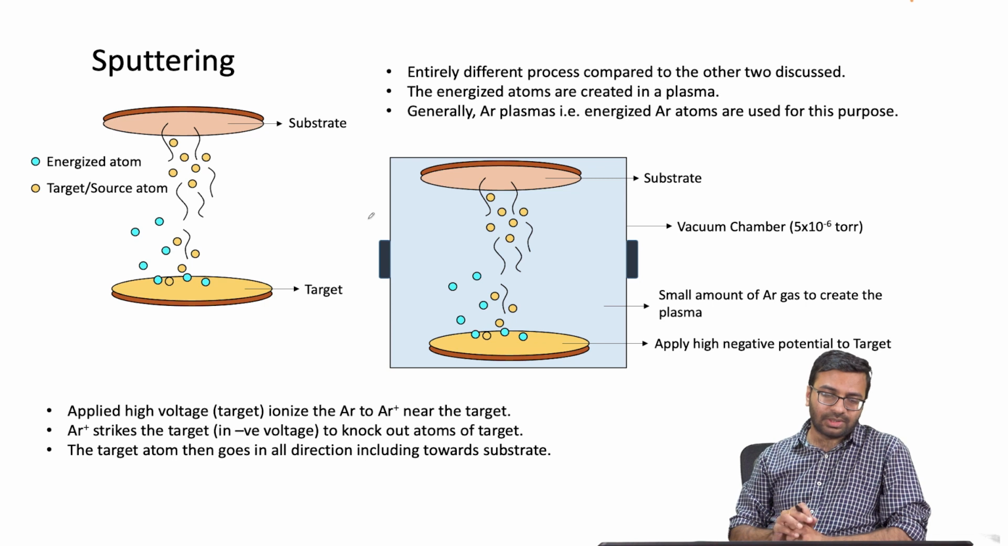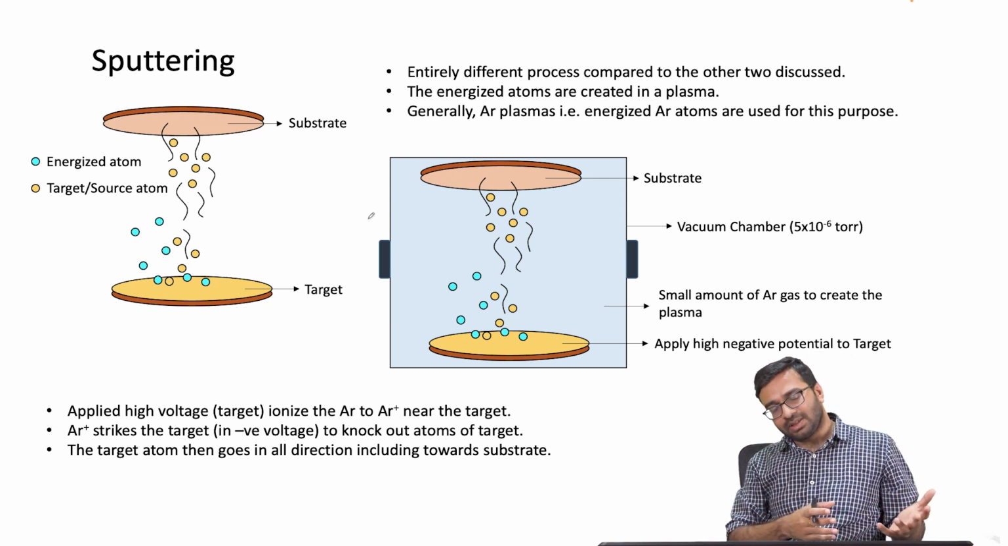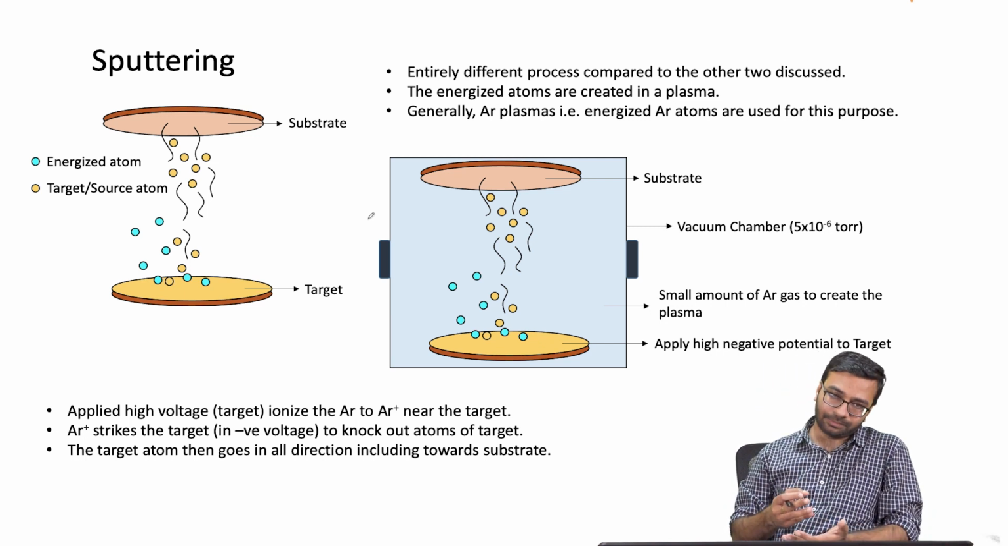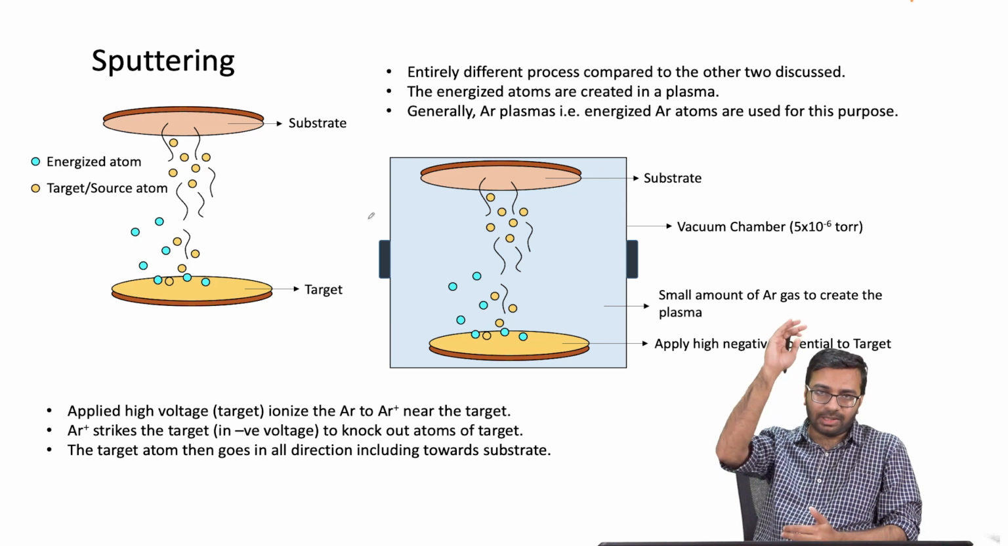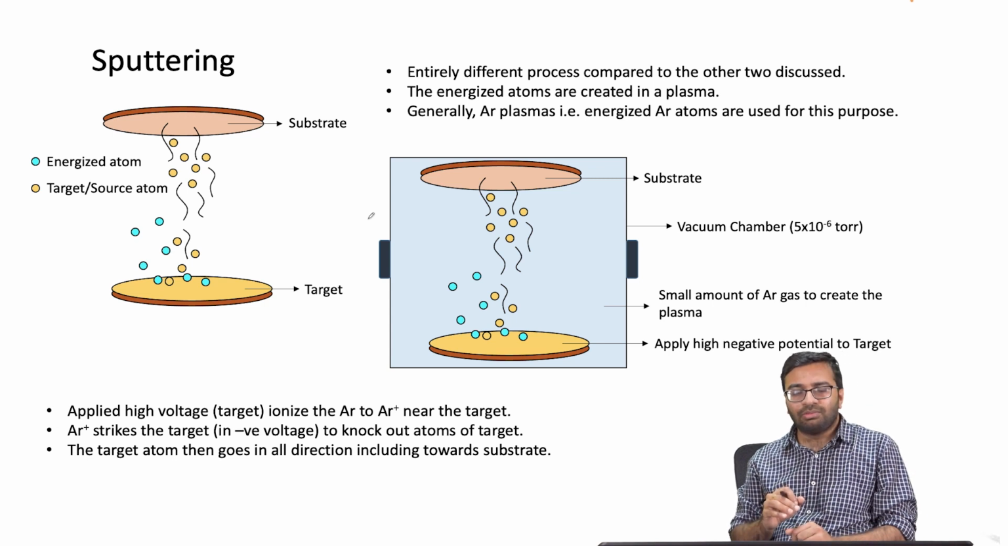Then the next process is sputtering. Sputtering again is a vacuum process. So briefly, if I discuss the sputtering technique, the basic principle is the same as what we have discussed. You have a source material, you heat it up, it will get evaporated and deposited, as we have seen in e-beam and thermal. But in this case, rather than source, we call it a target.